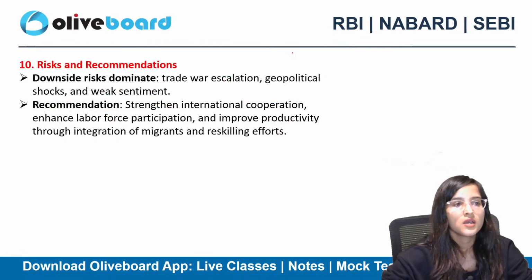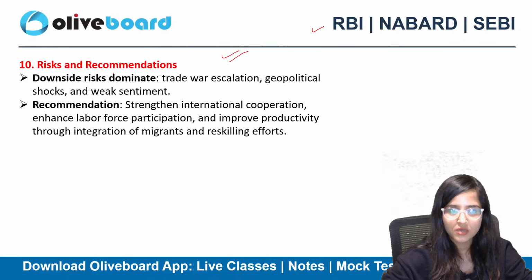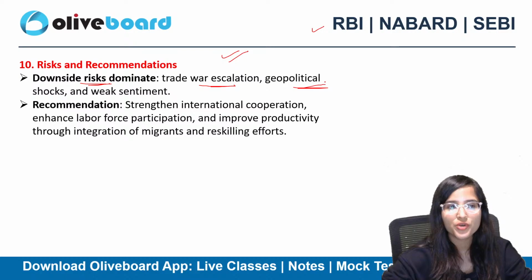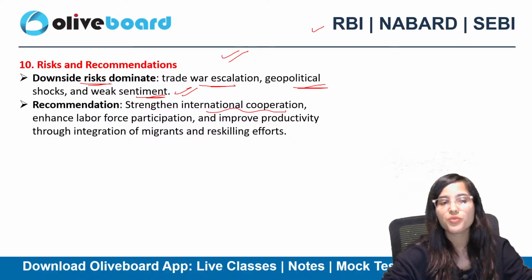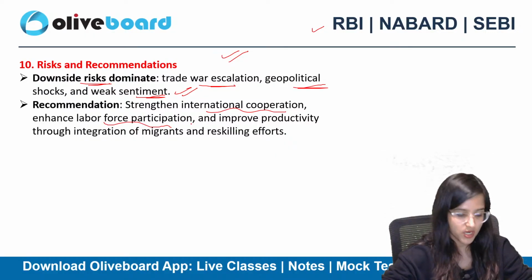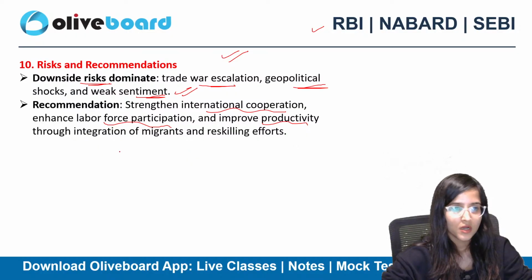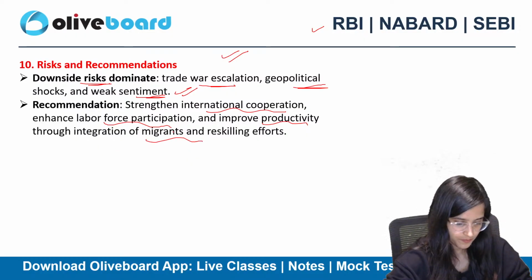ठीक है. Then if we talk about the risks and recommendations provided in the report, these downside risks, they dominate: trade war escalation, geopolitical shocks, weak sentiment we can see. And what is the recommendation? That we need to focus on international cooperation, we need to enhance labor force participation, we need to improve productivity through integration of migrants and reskilling efforts. ठीक है?